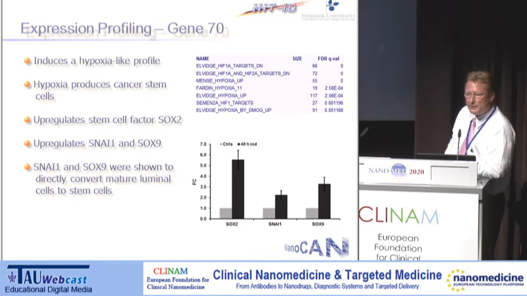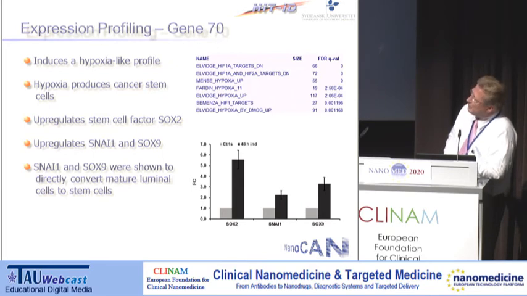So we performed expression profiling on the cells expressing the gene. And to our big surprise, we could first see that it induces a hypoxia-like profile in the cells. The top hits in the list when we analyzed for pathways were actually hypoxia-like pathways. That was surprising because hypoxia is very well known to induce breast cancer stem cells.